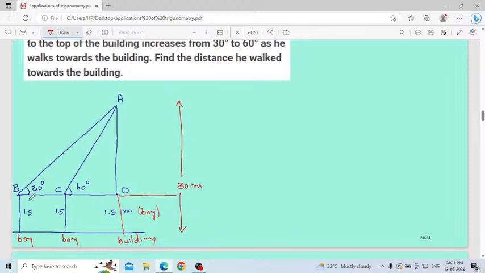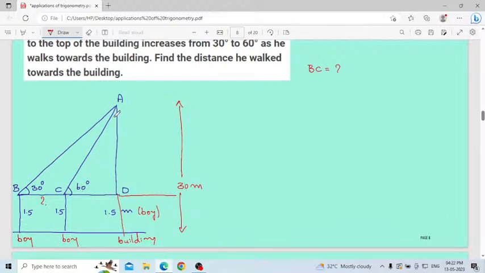How much distance did he walk towards the building? This distance BC, I will write here. BC, they are asking. What is the distance he walked towards the building? BC, they are telling us to calculate. Understood the question? Okay, once again I will explain here.